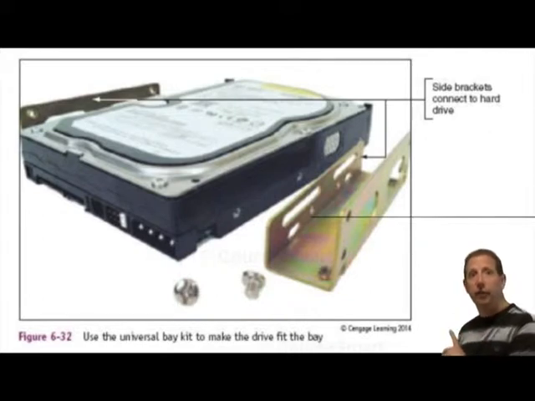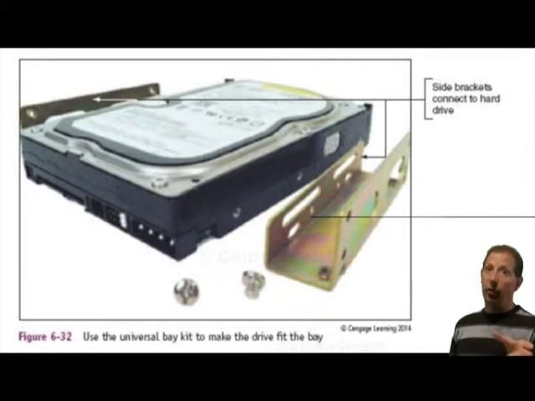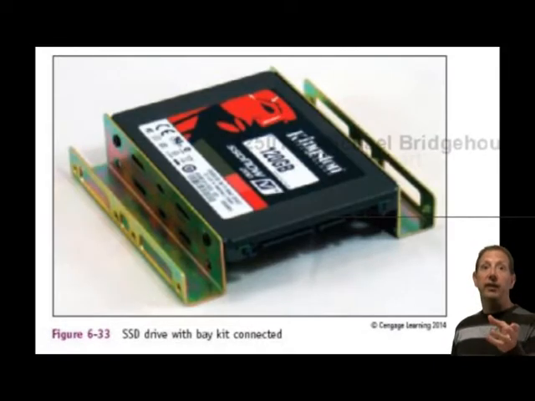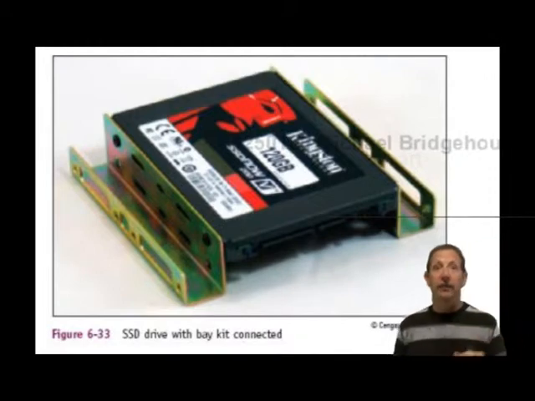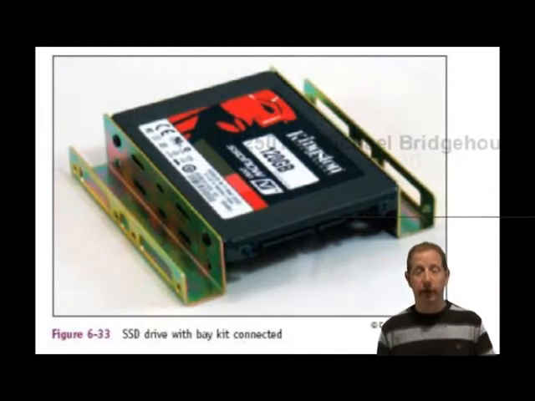Now, this figure here shows a SATA SSD drive with brackets connected. And the next figure shows a SATA magnetic drive installed in a wide bay. Now, because SSD drives are usually smaller than magnetic drives, you're likely to see a bay kit to fit these drives into smaller cases, or you're likely to need one.